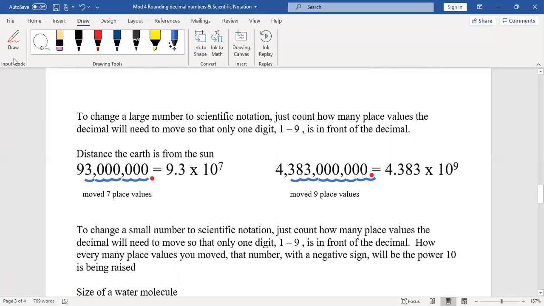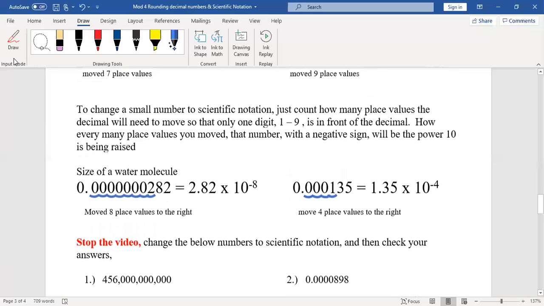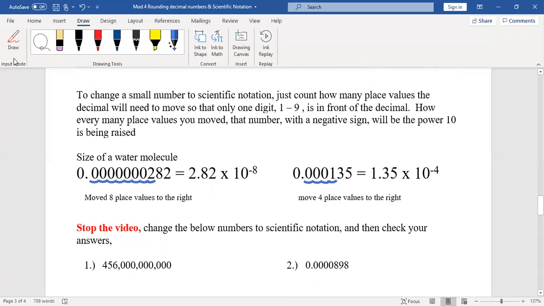Now to change a small number to scientific notation, just count how many place values the decimal will need to move so that only one digit, 1 through 9, is in front of the decimal. However many place values you moved, that number with a negative sign will be the power 10 is being raised to. Again, my decimal is already here for me, but I have to determine how many place values I'm moving.